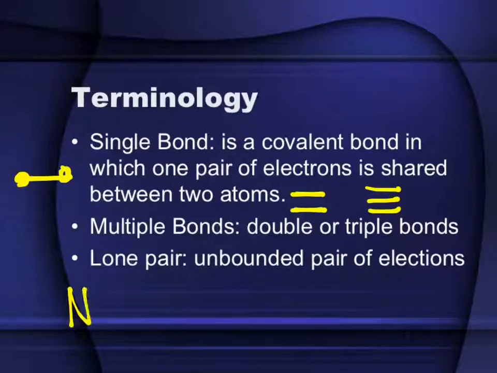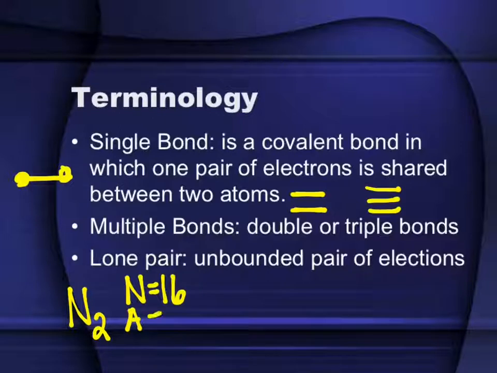Let's do one. N2. Nitrogen. How many does nitrogen need to be happy? Every atom wants to have how many? 8. So nitrogen wants to have 8. How many nitrogens do we have? 2. 8 times 2 is 16. We need a total of 16 electrons for everybody to be happy.